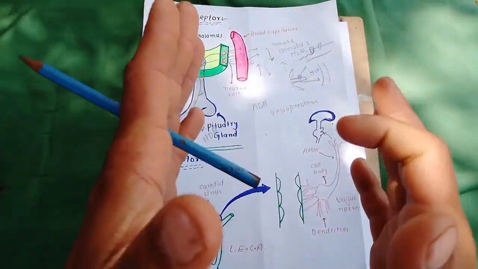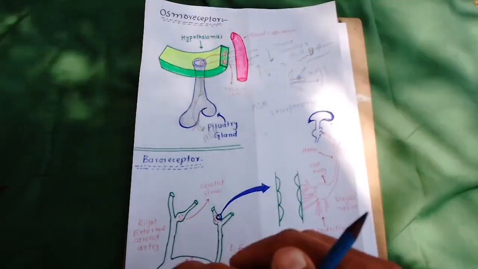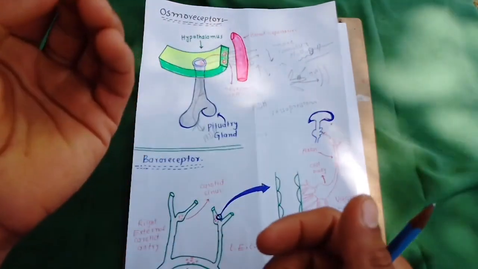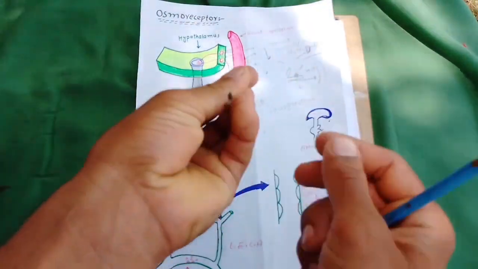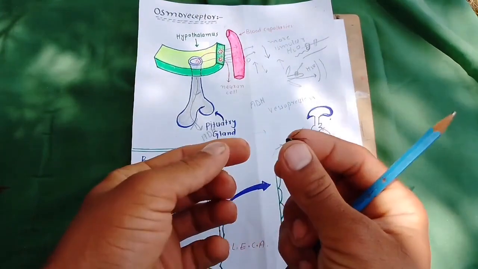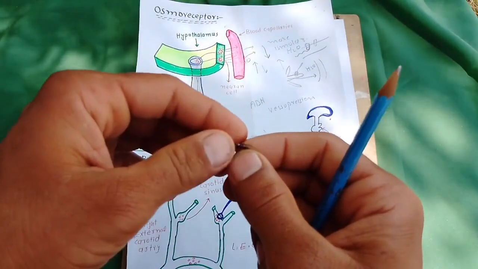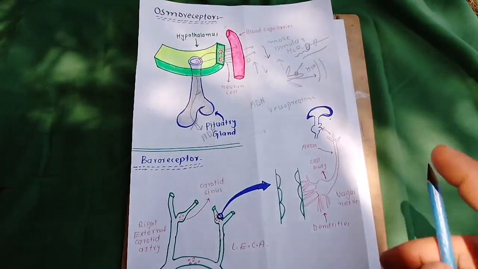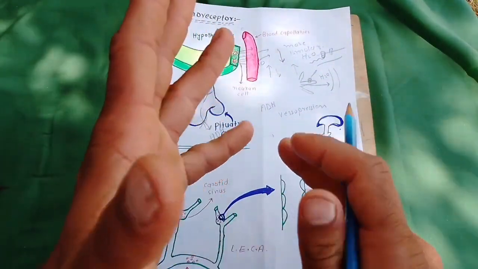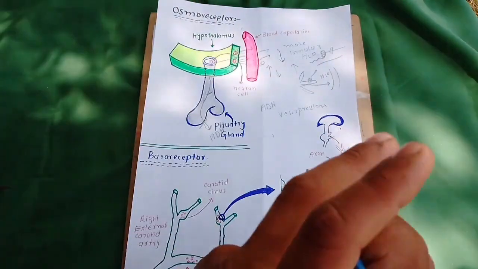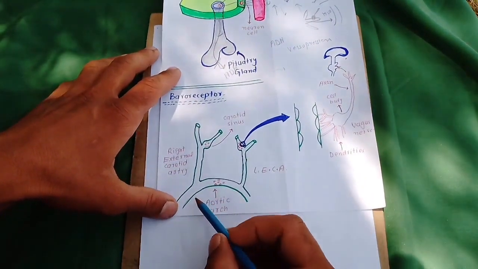So baroreceptors are those receptors which respond to blood pressure changes in the blood vessel. There are two types of baroreceptor. One is called the low blood pressure baroreceptor and the other is called the high blood pressure baroreceptor. But here I will only explain the high blood pressure baroreceptor.